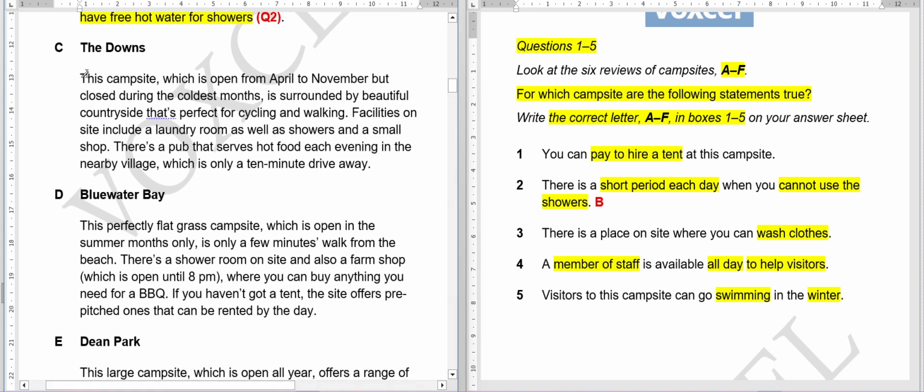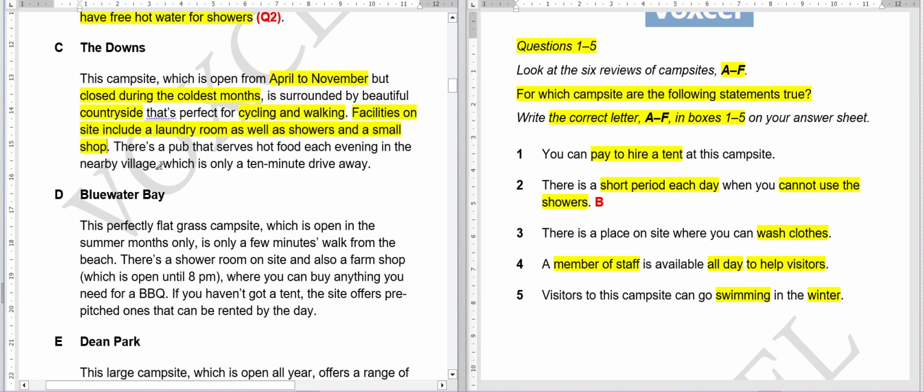C. The Downs. This campsite, which is open from April to November but closed during the coldest months, is surrounded by beautiful countryside that's perfect for cycling and walking. So it is open from April to November, but during the coldest months it is closed. It is surrounded by countryside, perfect for cycling and walking. Facilities on site include a laundry room as well as showers and a small shop. So these are the facilities available.